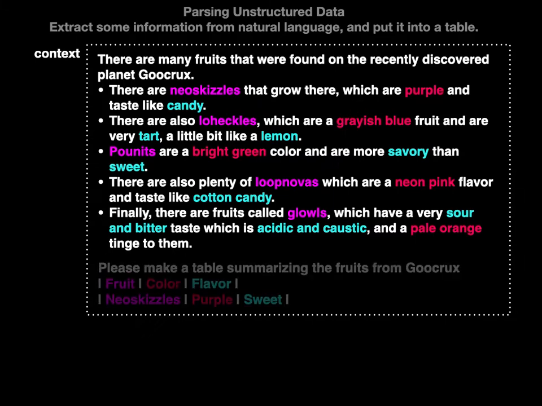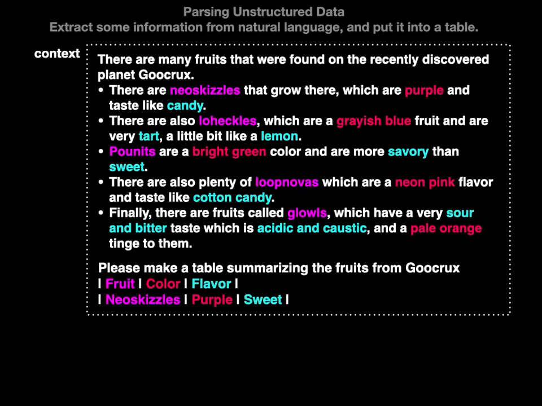Here comes the task. That's the background information we've provided to the system. Please make a table summarizing the fruits from Gukrux. Fruit, color, flavor, separated by pipes.